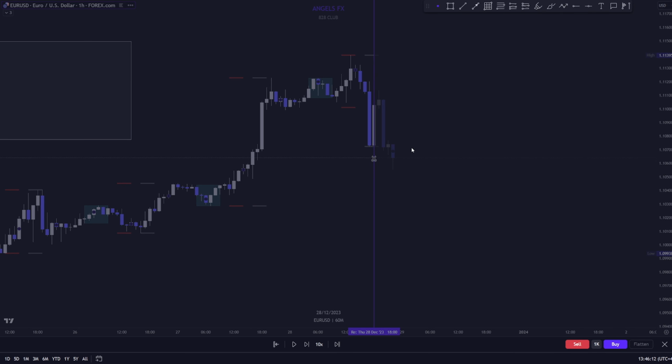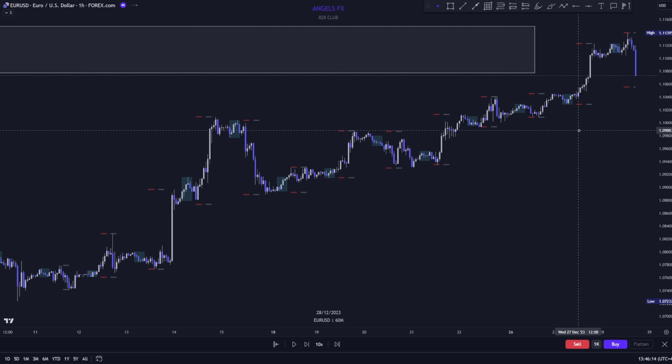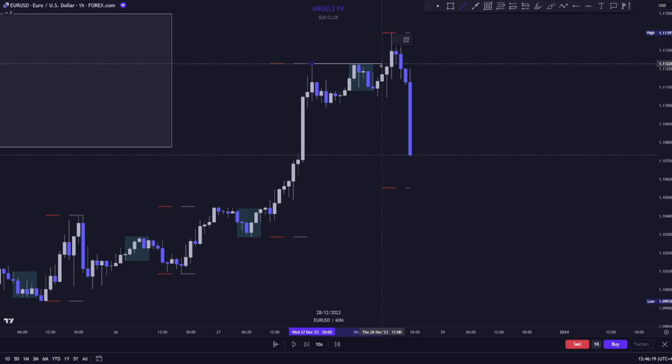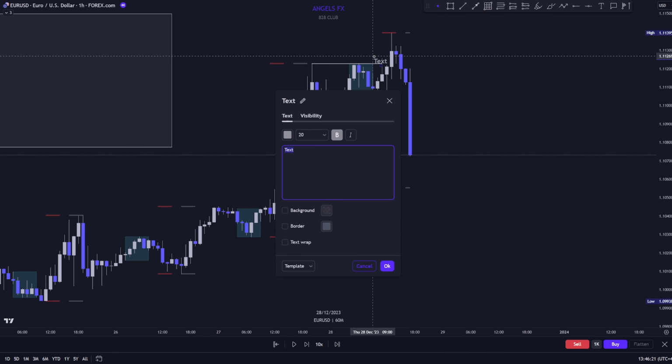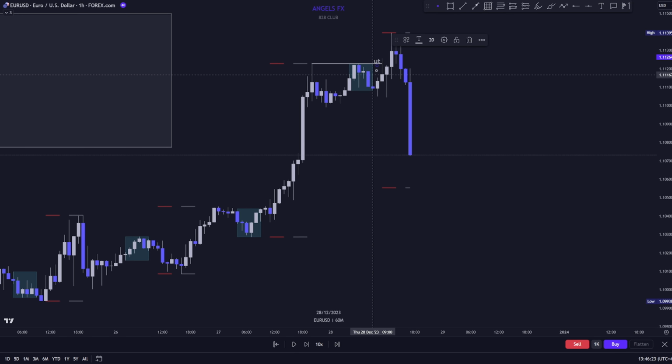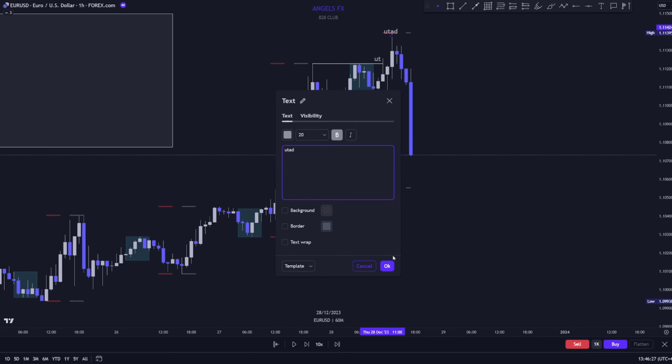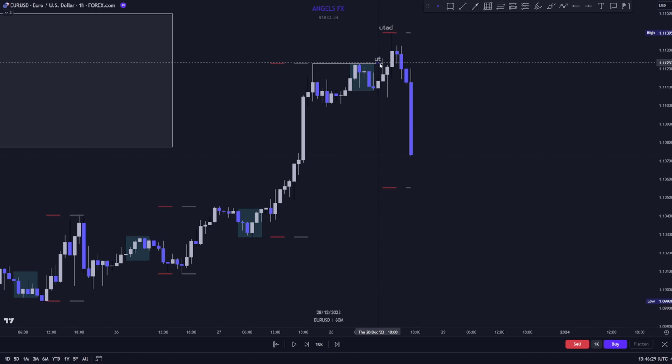Let's return price here. This is my nice confluence that price is ready to go down. Here we had our upthrust, this is our UTAD, upthrust after distribution, with this our upthrust, this is our upthrust after distribution. Let's mark it.